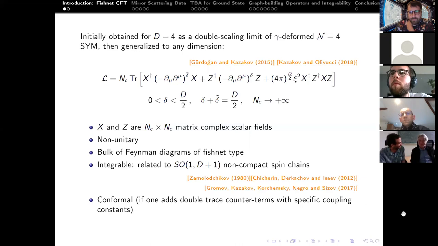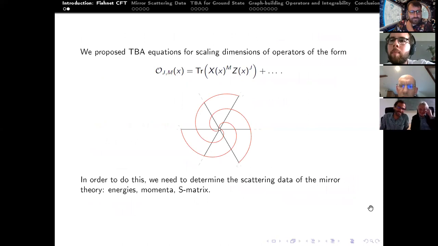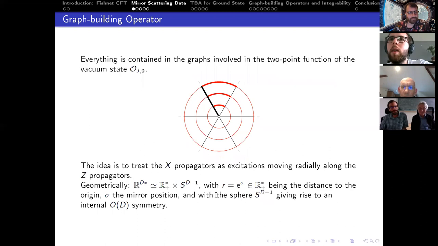I just wanted to say that to formulate the TBA, we need a dispersion relation, which is the energies and momenta of the particles in the mirror theory, and the scattering matrix. It turns out that if we want this data, we only need to consider the wheel graphs, that is, the graphs that appear in the two-point function of the ground state. The only graphs you can draw are obtained by adding a certain number of circles to this diagram.